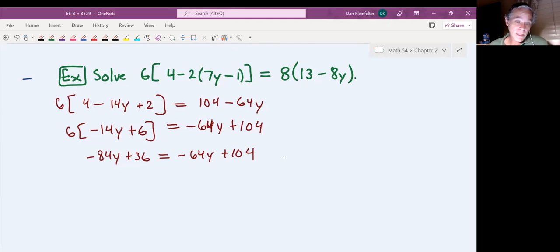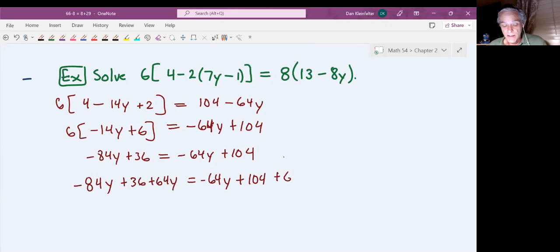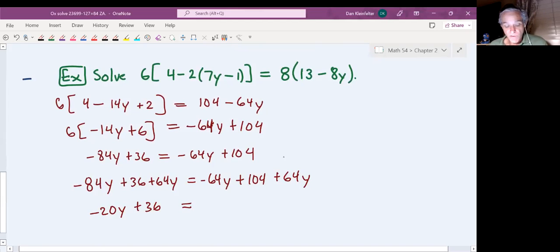So I'm going to collect the variables on the left, just because I chose that. Okay, it could have gone the other way if you want. So we'll have negative 84y plus 36, a little space. So I'm going to add something here in a second. In order to get rid of this negative 64y, we're going to have to add 64y on both sides. Okay, so the left side, negative 84y plus 64y is negative 20y. We'll still have the plus 36. The right side, the negative 64y and plus 64y are going to add up to 0 y's, so we'll just have 104.